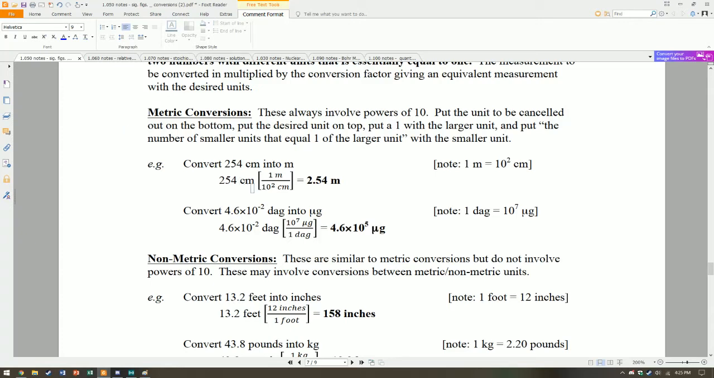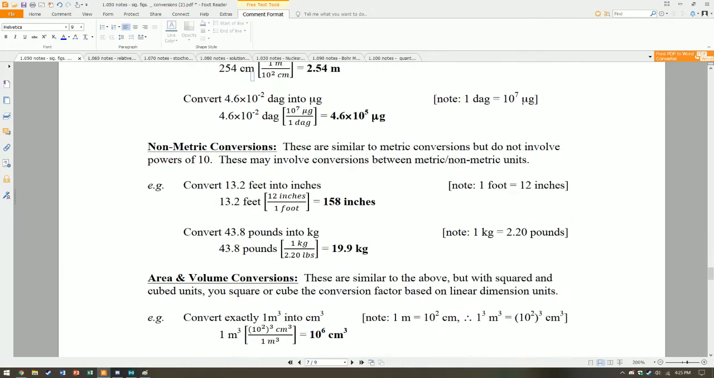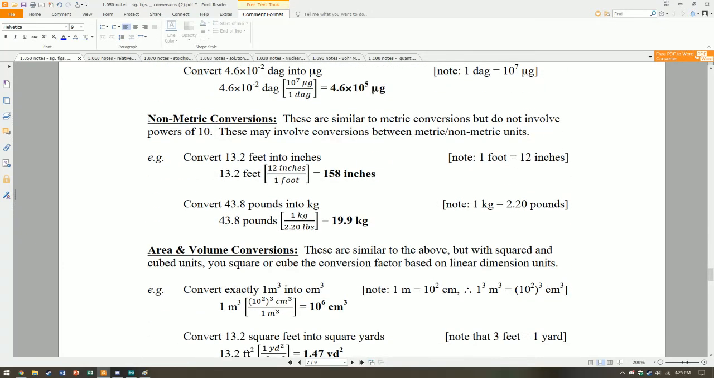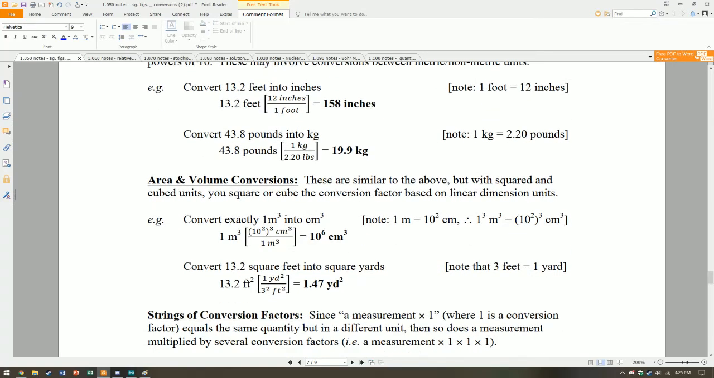So for example, how do you know where to put the centimeters and the meters? Well, if I put it on the bottom, that means the centimeters in the numerator will cancel with the one in the denominator, and we won't have centimeters anymore. The idea is similar for non-metric conversions. You just have to be told which is which. So i.e. a foot is 12 inches or a kilogram is 2.2 pounds. You have to be told that in the question.